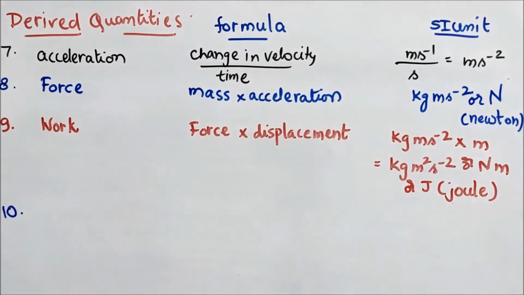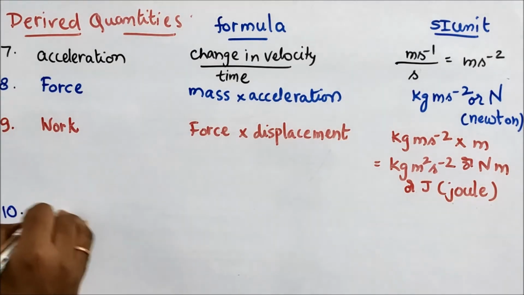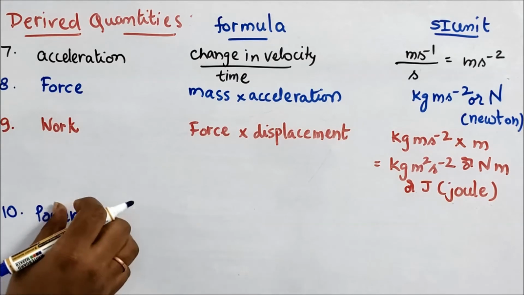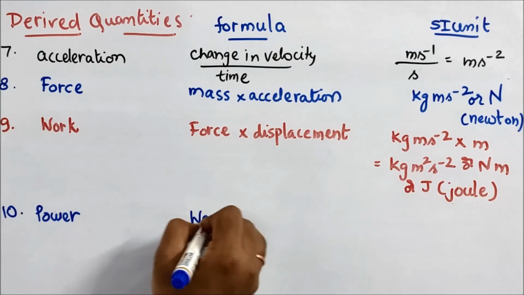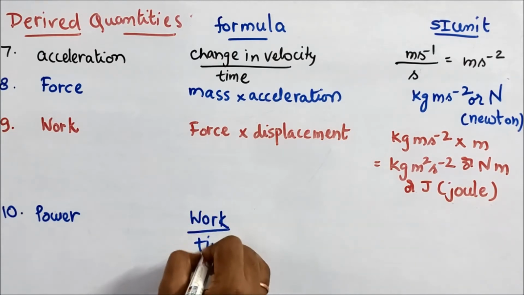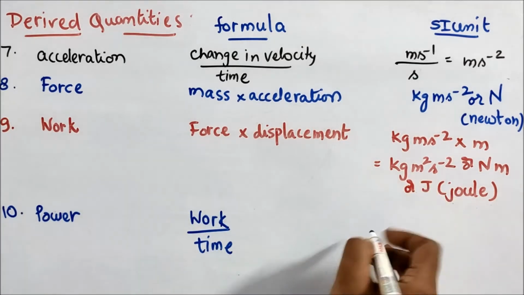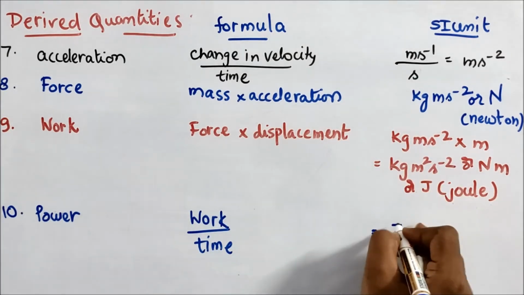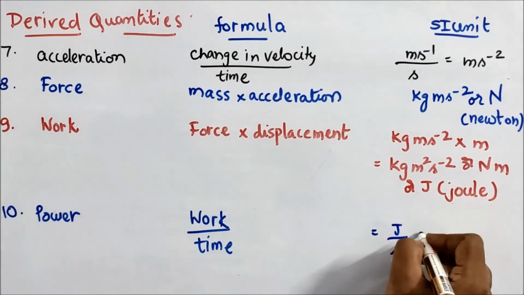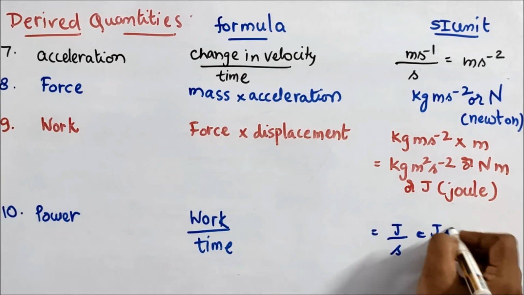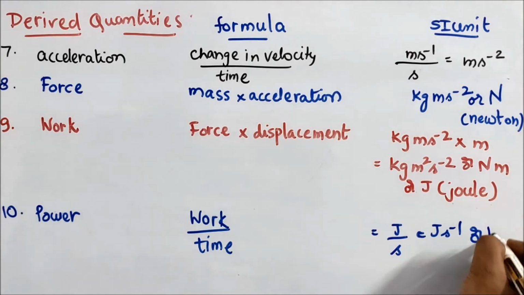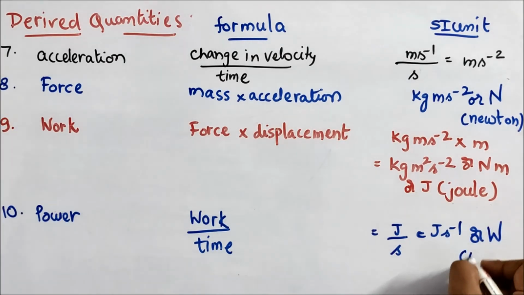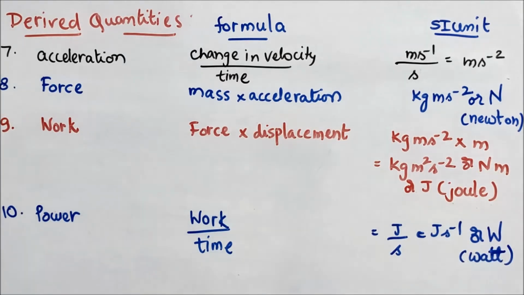And power. Power is defined as work done per time taken. So the unit for work done is, you already know, joule, and the unit for time is a second. So the unit becomes joule per second, and joule per second is called watt. Capital W, again the name of a scientist, watt.